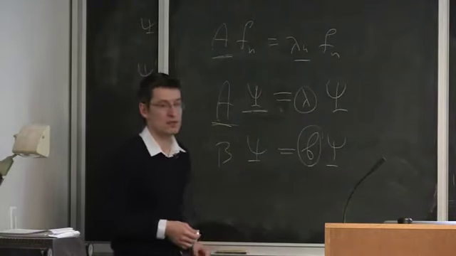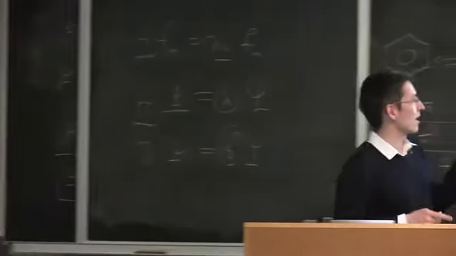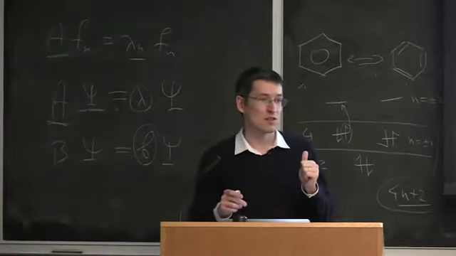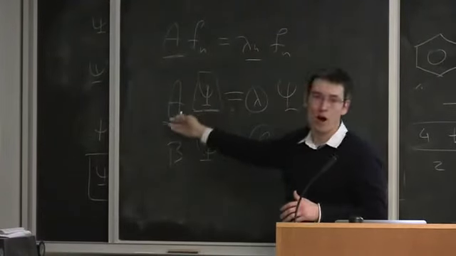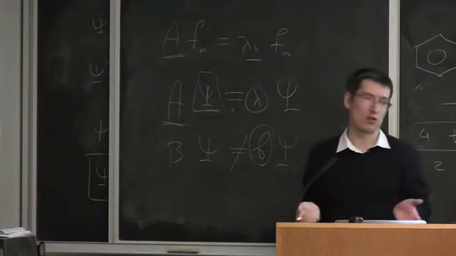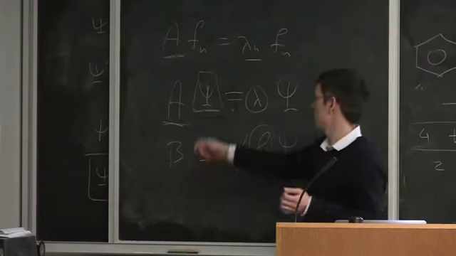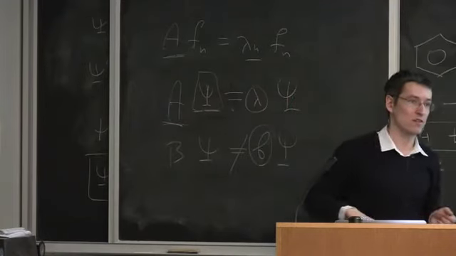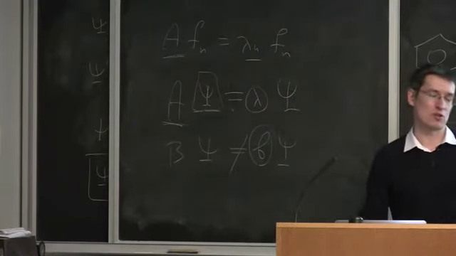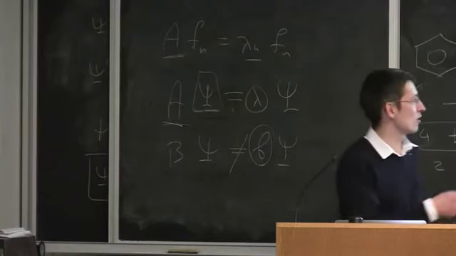Now if A and B do not commute, like X and P, that means you can make your function an eigenfunction for one, but it's not going to be an eigenfunction for the other. So even if you get consistency for one, you won't get consistency for the other. That's why we cannot measure them together. Now, how is that related to angular momentum?